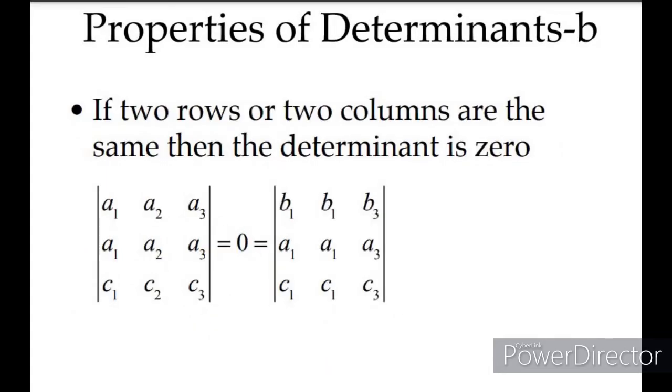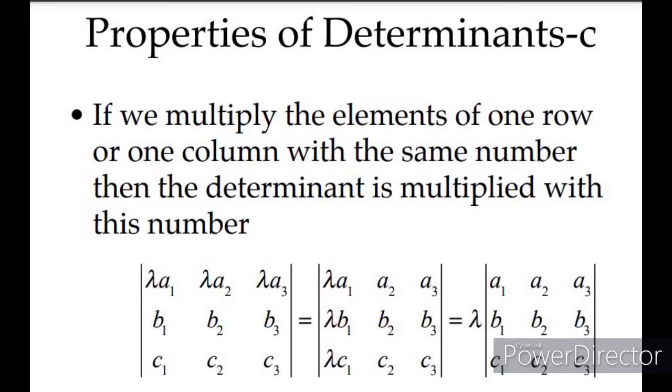The next property is this: if two rows or two columns are the same, then the determinant is 0. Here in our example, you notice that the first row and the second row are the same, so the determinant will be 0. And in the second matrix, you notice that the first column and the second column are equal. That's why their determinant is equal to 0.